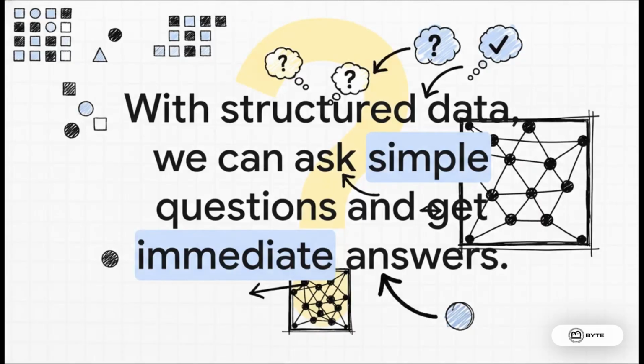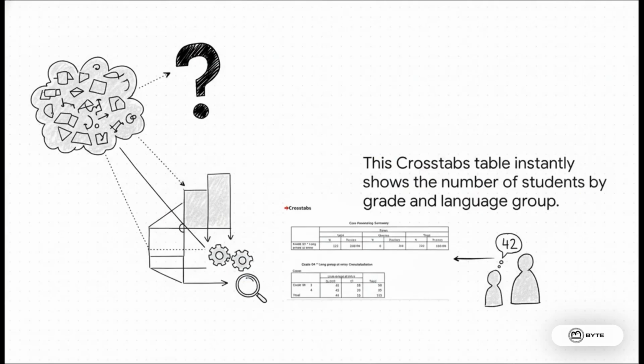So why does this matter so much? Well, it's because once the data is in this structure, we can start asking it questions, simple questions, that were totally impossible to answer before. For instance, we can ask, hey, how many English language learners are in 3rd grade compared to 4th grade? And boom, with just one click, the structured data gives us a crosstabs table just like this one. The answer appears instantly, 42 in 3rd grade, 42 in 4th. This simple pattern was completely hidden in the noise until we applied the blueprint.